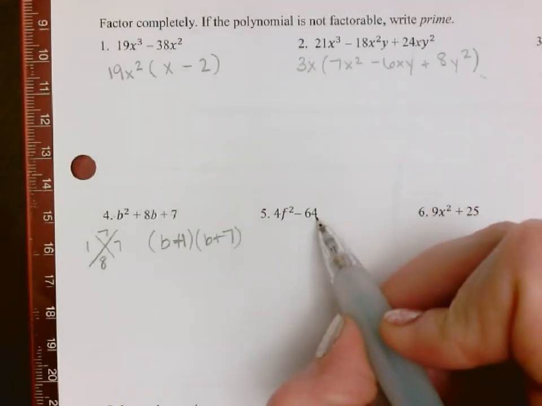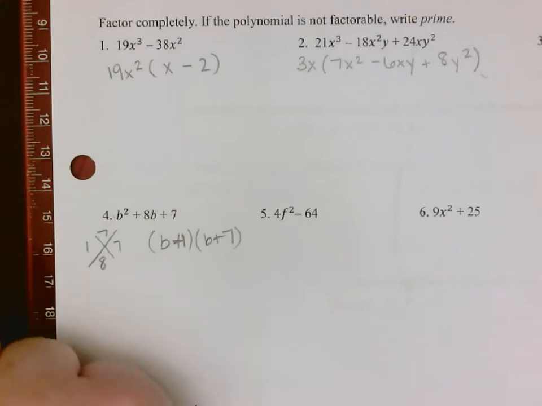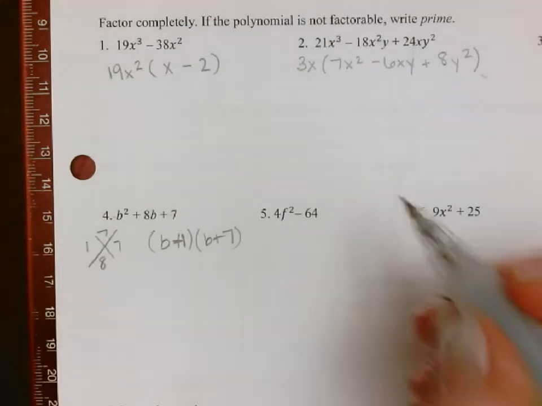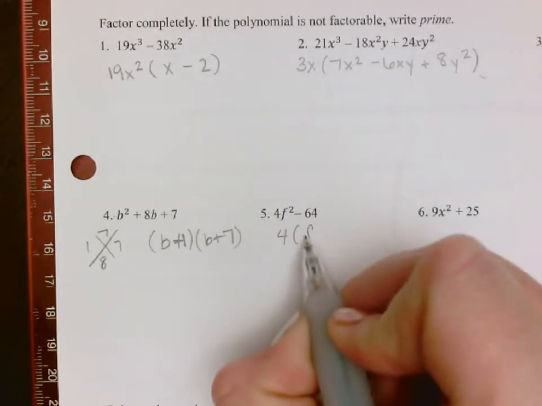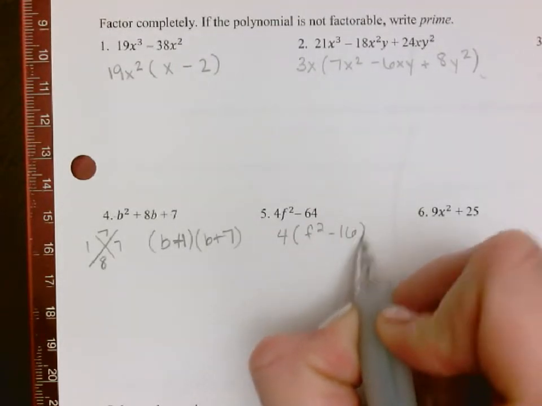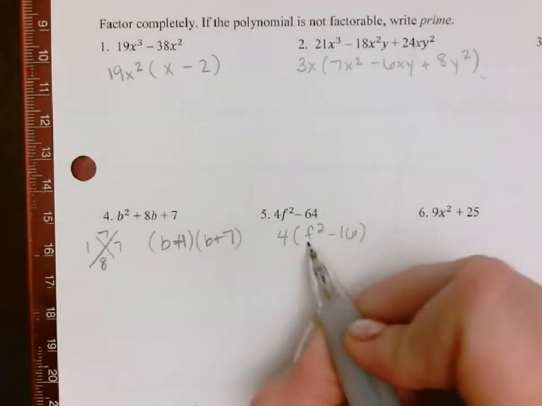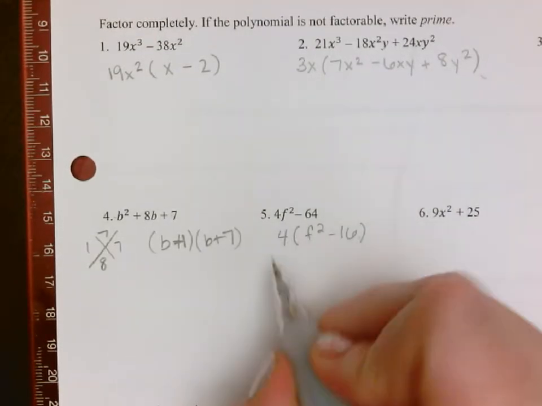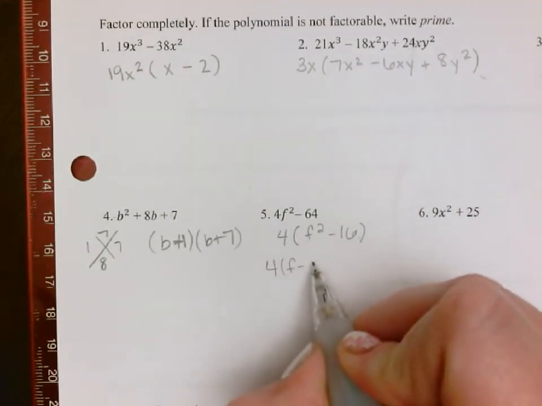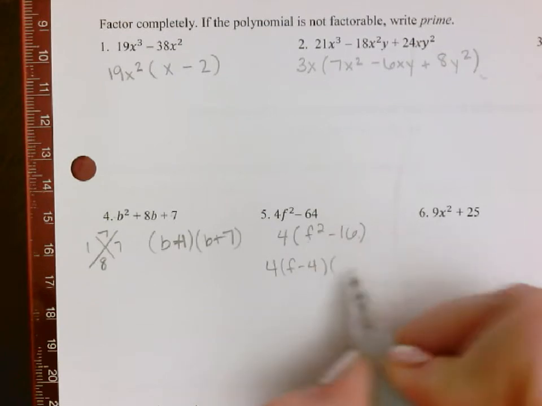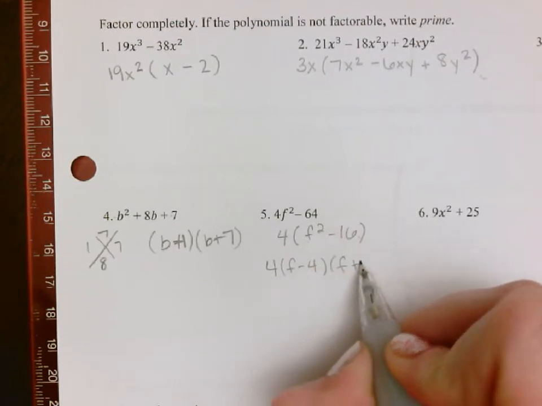Next one here. You can pull a 4 out to start. 64 divided by 4 is 16, so 4f squared minus 16. Now from there, these are both perfect squares, a difference of squares, so this would be 4 times f minus 4 and f plus 4.